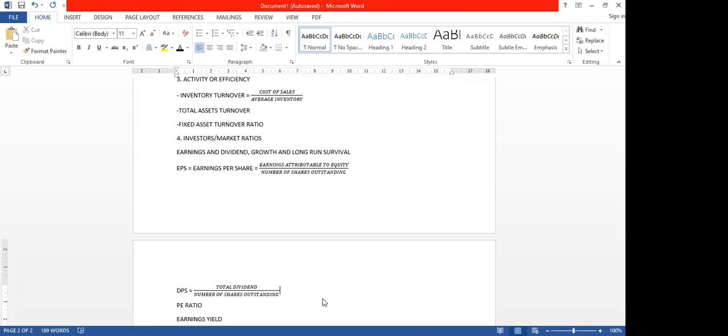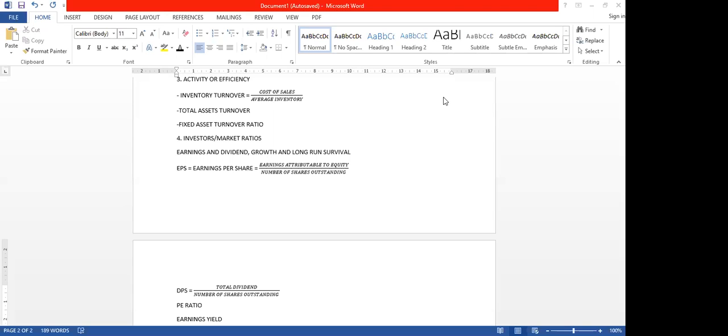So it is between staying liquid and paying dividend. There's a trade-off between retention and dividend. If a firm chooses to do more retention, they will pay less dividend. If they pay more dividend, they will do less retention. All right, we'll go to the next one, which is the PE ratio.